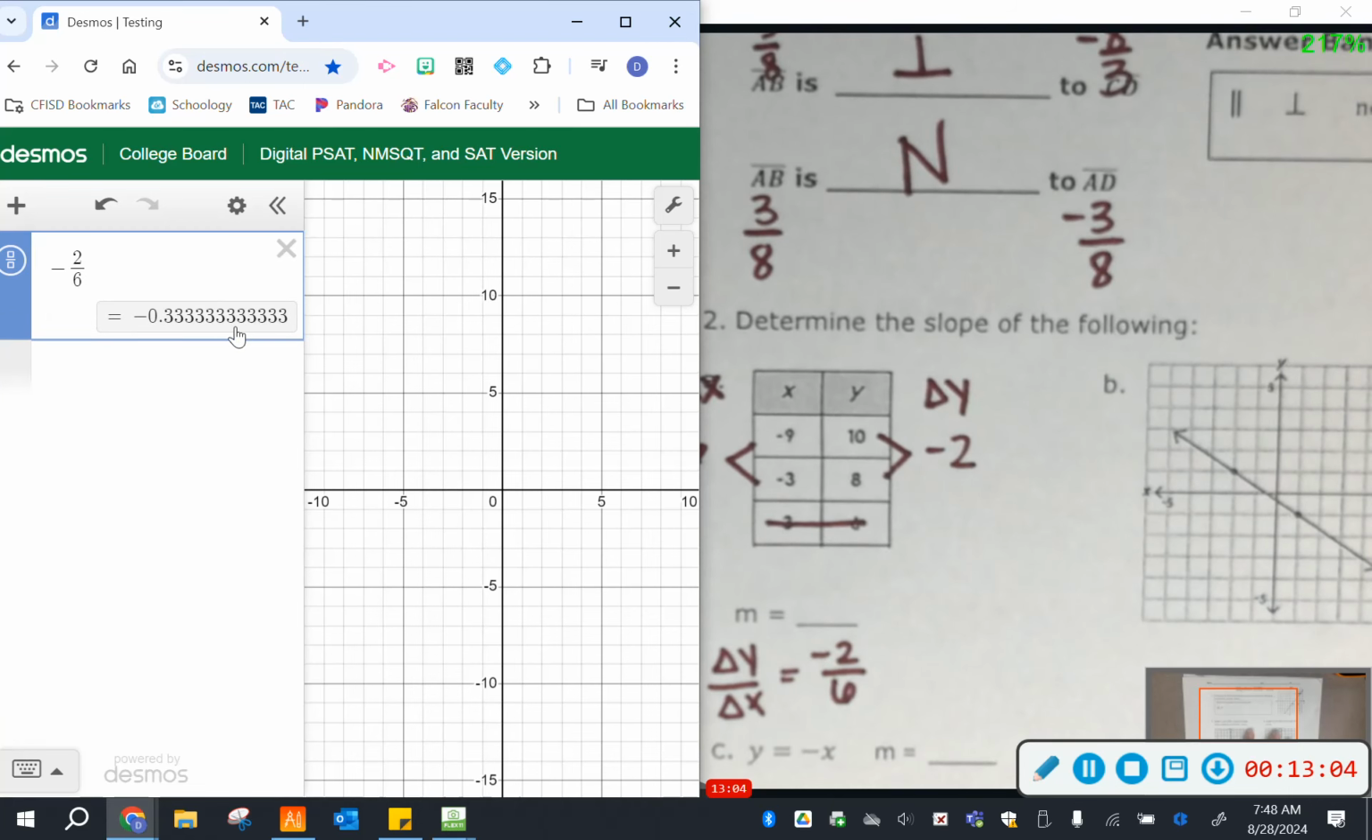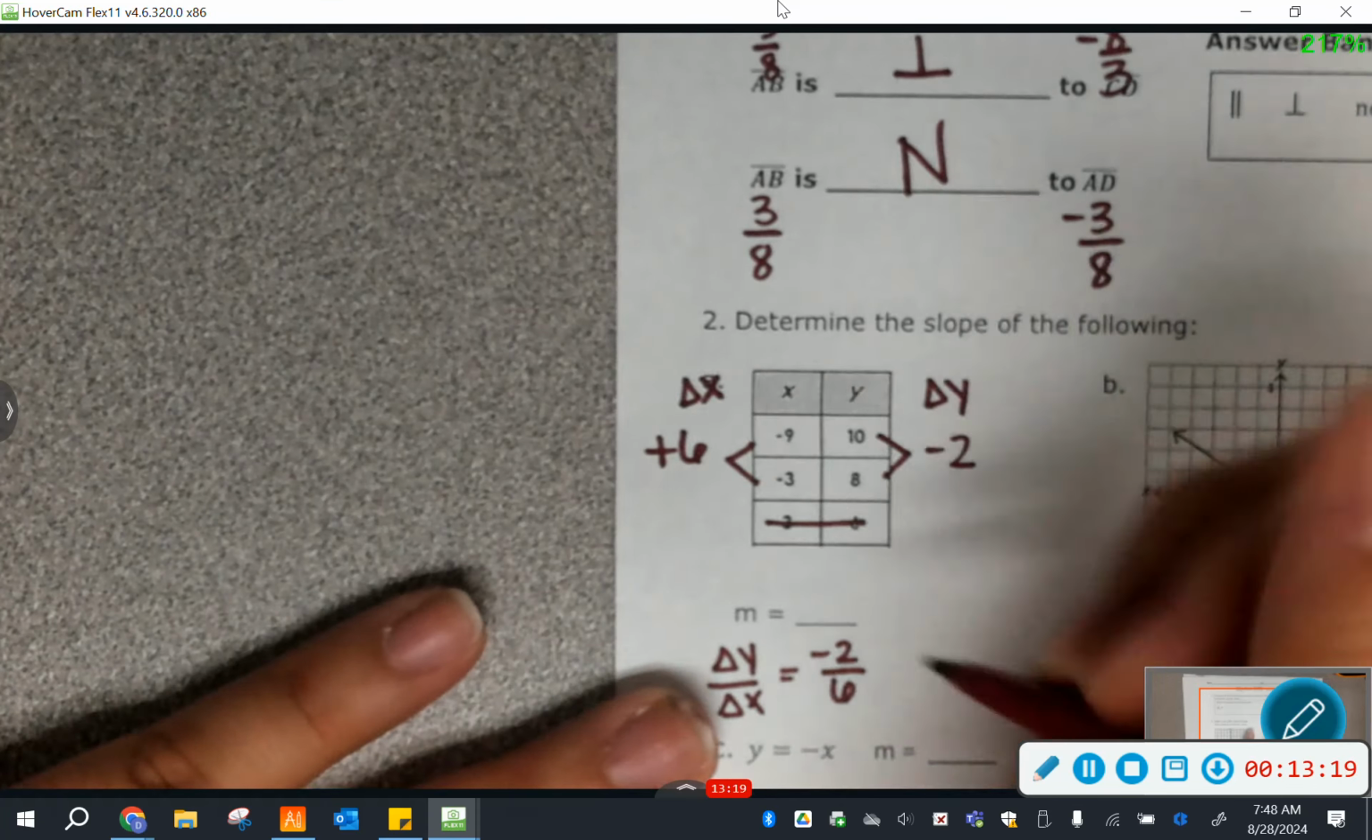Now, am I going to have a decimal as an answer choice? Absolutely not. What do I need to do? Hit this little fraction bar right here. And it is -1/3.